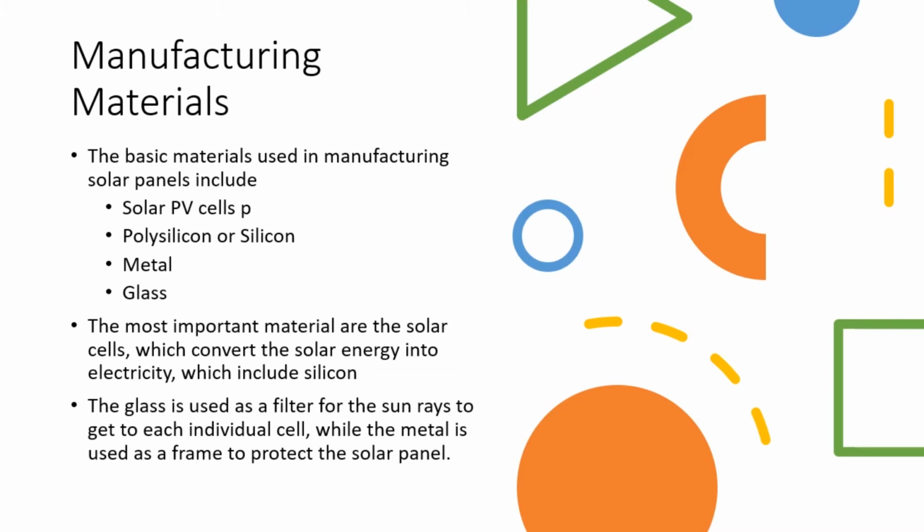Then you have mostly silicon, or you could have polysilicon. The metal is going to be what really helps protect the outside, usually the back side of the panel, keeps everything aligned, and then the glass to cover the front. And the glass is used as a filter for the sun rays to get to each individual cell, while the metal is used as a frame to protect everything else. But the glass shouldn't be forgotten as a protectant because it protects the front of the solar panel from getting rain damage.